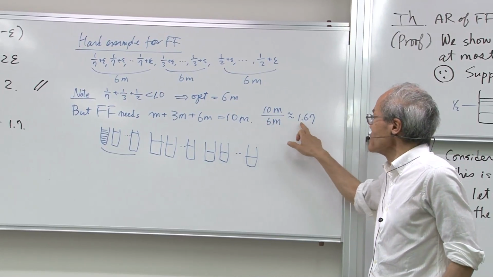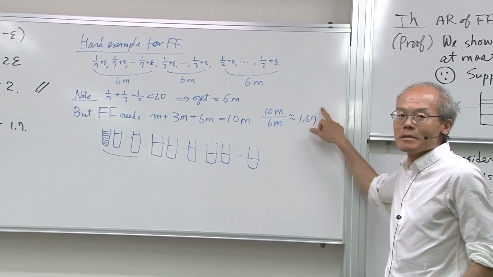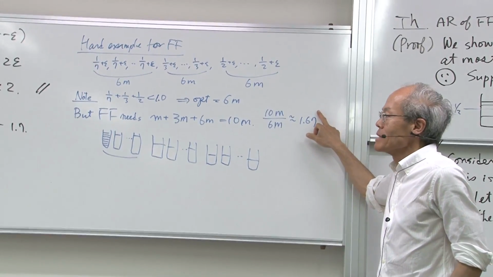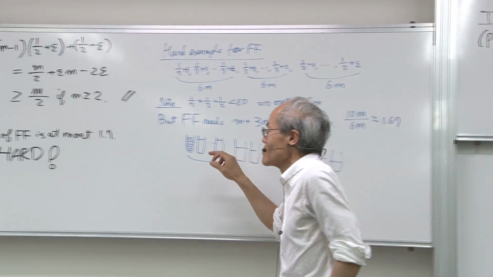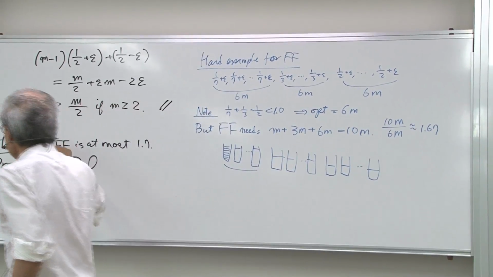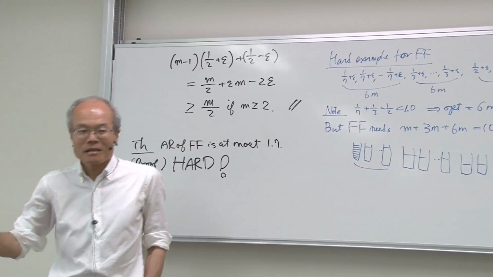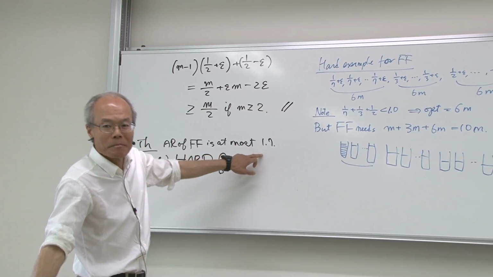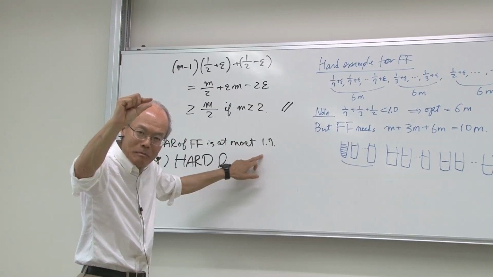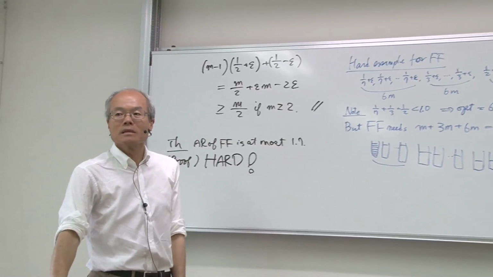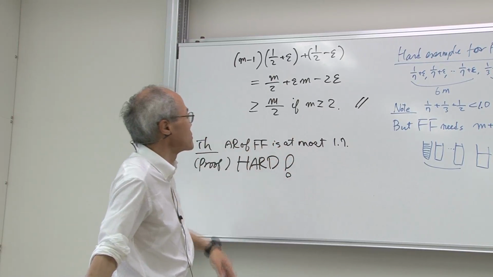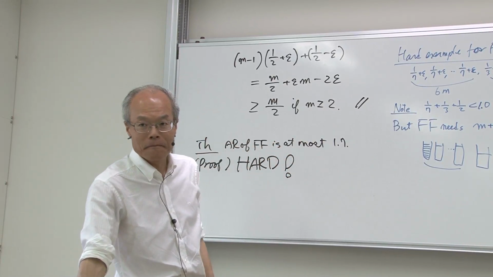So this value might be going up to 1.678 or something like that. And the upper bound of the approximation ratio, I think the current best value, is a little bit less than 1.7. But still, there is a small gap between the upper bound and the lower bound of the approximation of first fit.